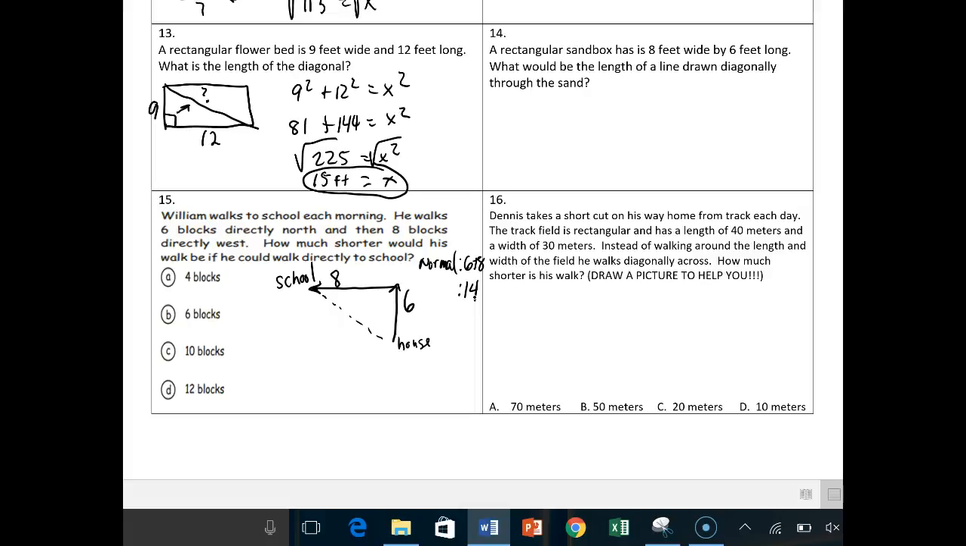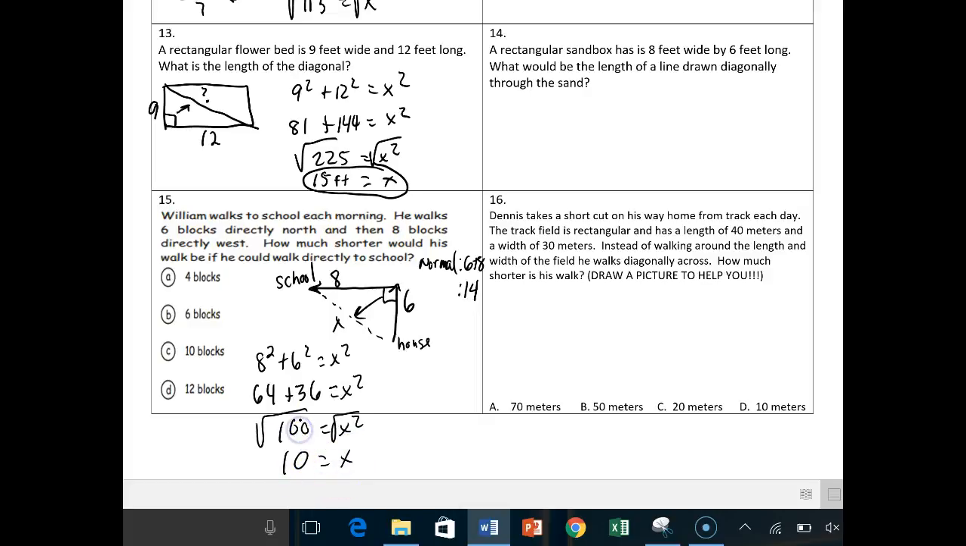So his normal walk is 6 plus 8 or 14, right? Now we want to find out, okay, how much shorter would it be if you could skip walking north and then west, if you could just walk in a diagonal line? So what do we have to do? We have to find how long this is, right? How long that hypotenuse is. So it's 8 squared plus 6 squared equals x squared. 64 plus 36 is equal to x squared, or 100 is equal to x squared. So take the square root of that. Our answer is x is equal to 10.